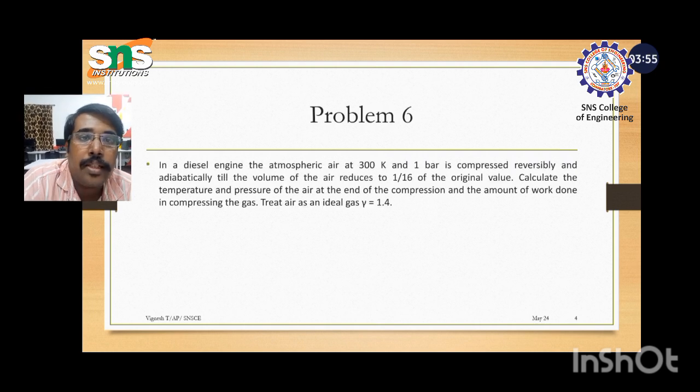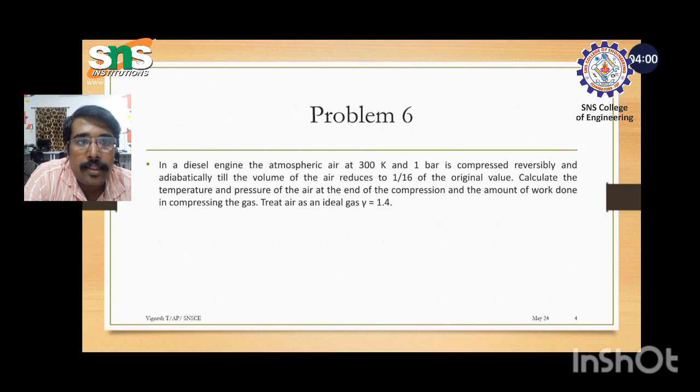This is problem number 6. In a diesel engine, atmospheric air at 300 Kelvin and 1 bar is compressed reversibly and adiabatically till the volume of air reduces to 1 by 16th of the original value. Calculate the temperature and pressure of the air at the end of compression and the amount of work done in compressing the air. Treat air as an ideal gas, gamma is equal to 1.4.